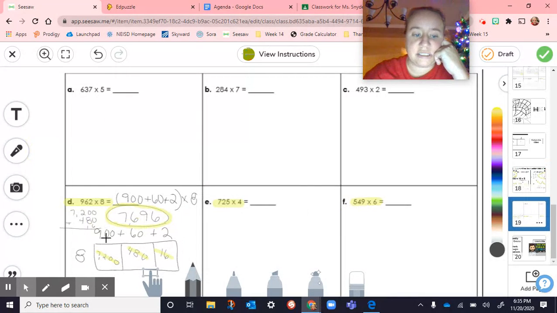And then we did this one together as well, 962 times 8. So again, same process, breaking it down into that expanded form, creating our box, looking up and over to create those multiplication sentences, and finding that product. Then we found all of these, or they're called partial products because they're part of the product. We added them together for our final total.